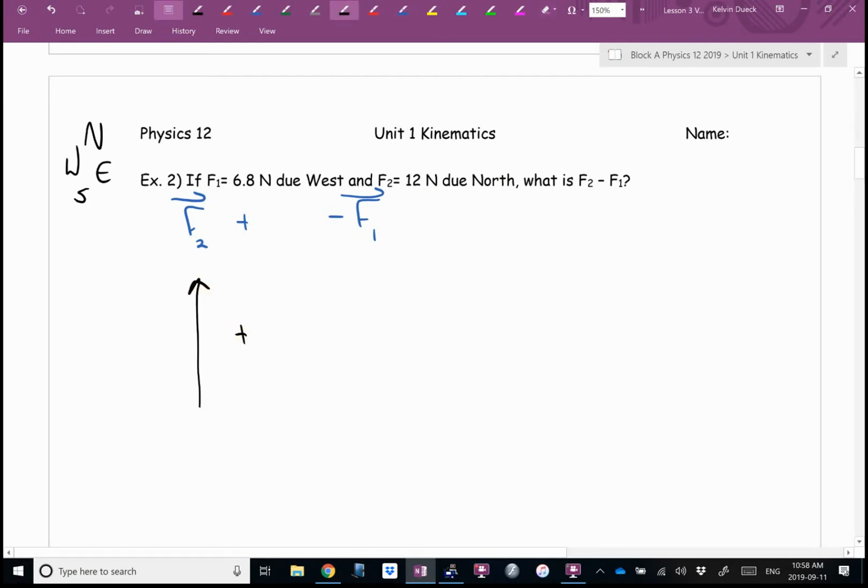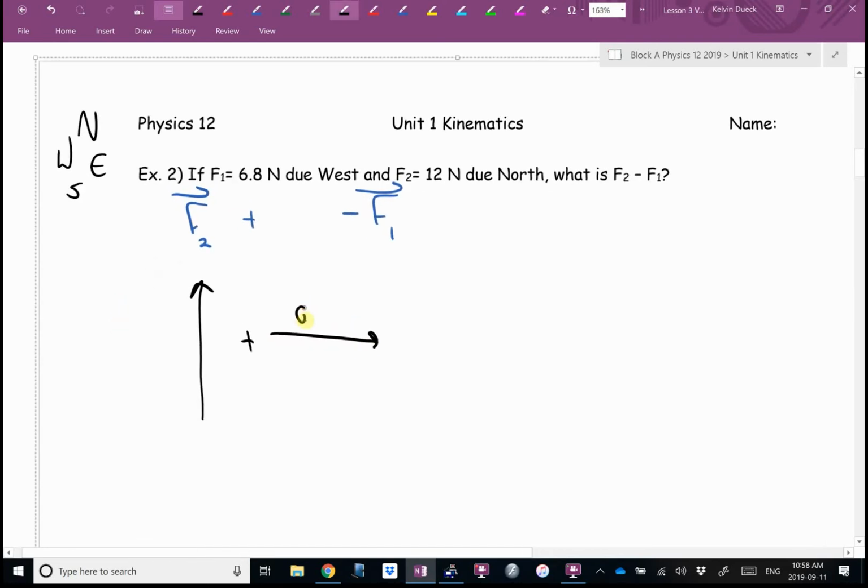Plus. Kathy, what's F1? Magnitude and direction. Before I muck around with it, just read it to me from the question. How big is F1? Direction? Just west. So what would negative west be? East. So I'm going to point 6.8, which is about half as long as the 12, to the east. Negative west.